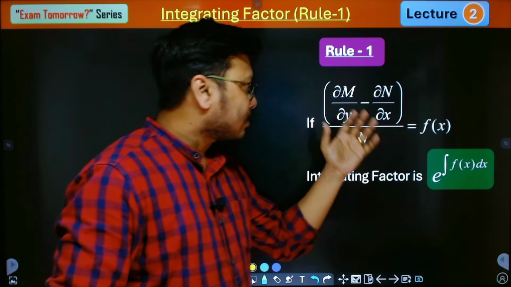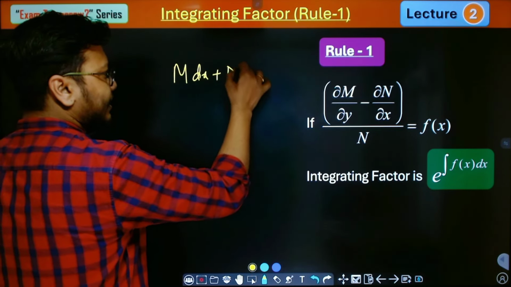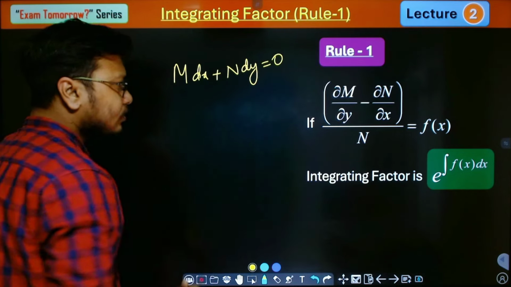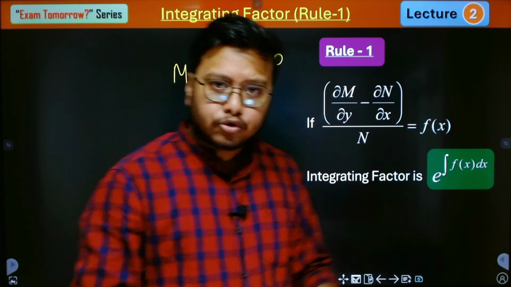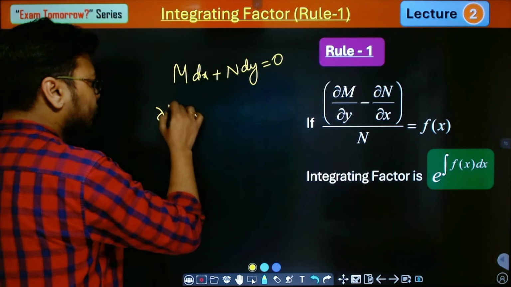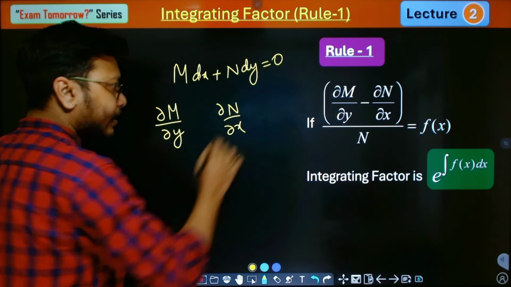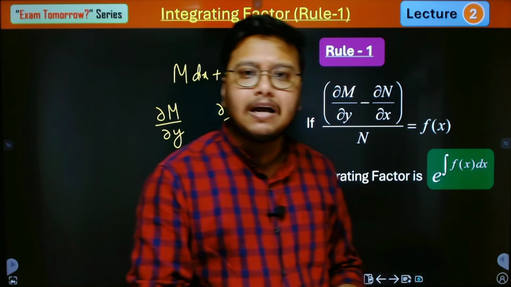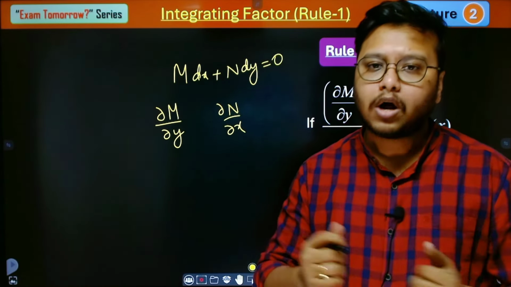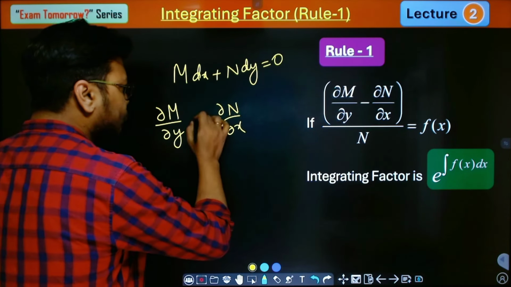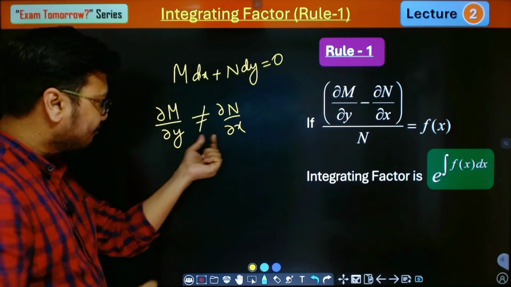Suppose I have the differential equation M dx plus N dy equals 0. At first we don't know whether it is exact or non-exact. So at first we are always going to find del M del y and del N del x, right? If by chance they become equal, that means it is exact. If it is exact, we already know how to solve it. Now let us suppose they are not equal. So now I have these two values.